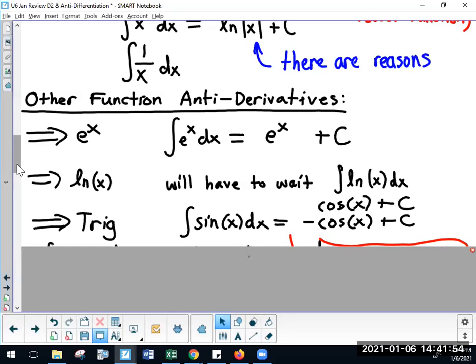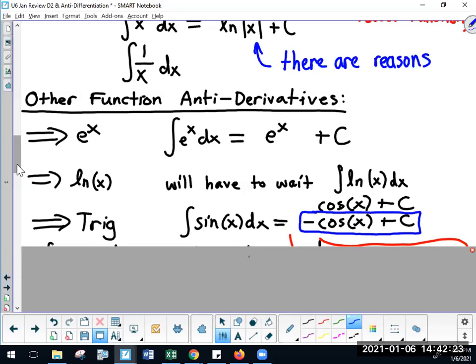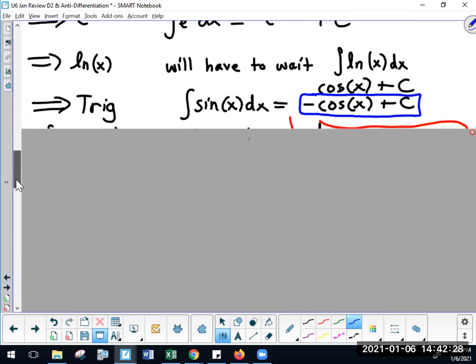You should think about it. Calculus is active, of course. So which one is it? Well, let's find out. Take the derivative of cosine of x. What is it? Derivative of cosine of x is negative sine of x. What's the derivative of c? 0. Is negative sine of x the same thing as sine of x? No, those are not the same. That is how I know negative cosine of x plus c is the correct antiderivative technique I need to learn for sine of x.